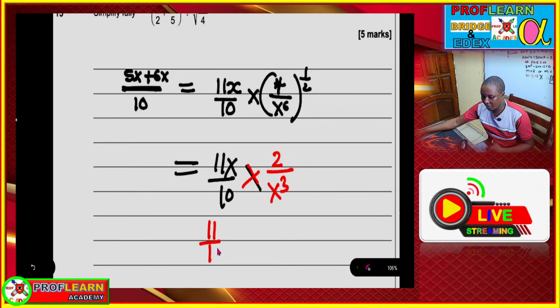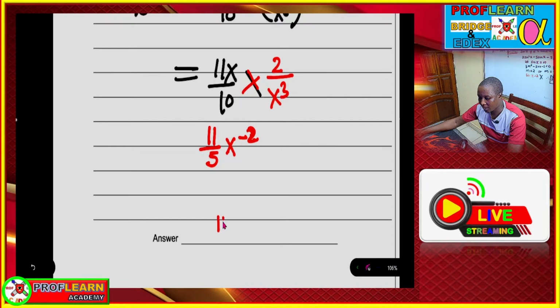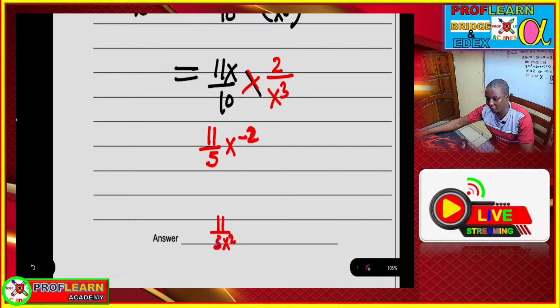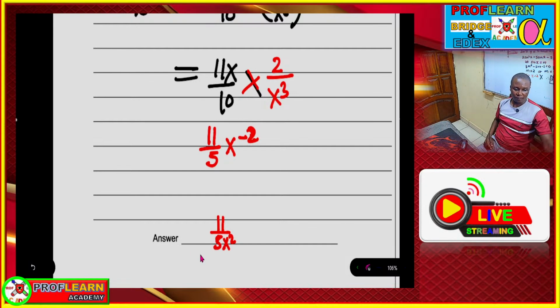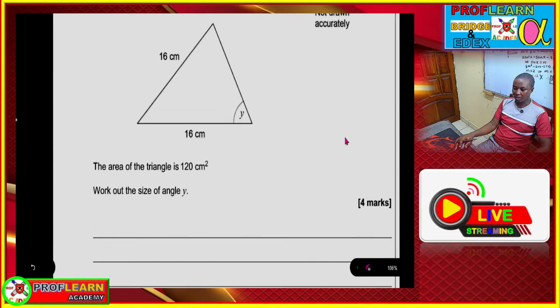And then finally we are going to have our answer translating to 11 over 10 over 5, 11 over 5 x raised to power negative 2. Or you can even write it as 11 over 5x squared. Those are different ways you can work out this particular question.